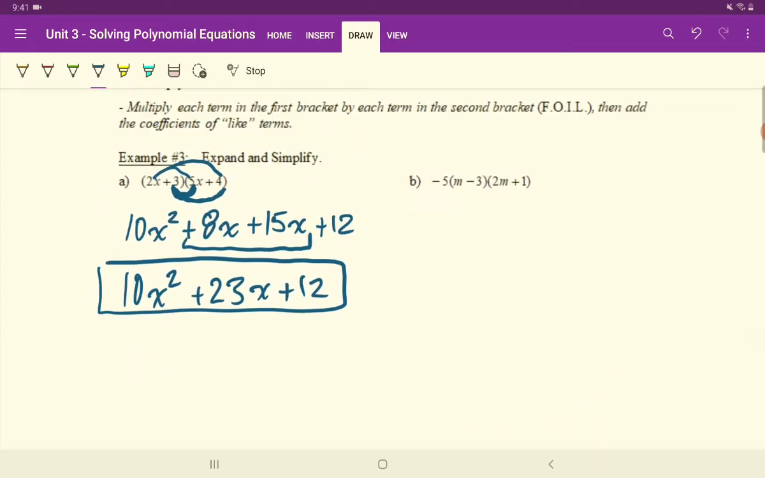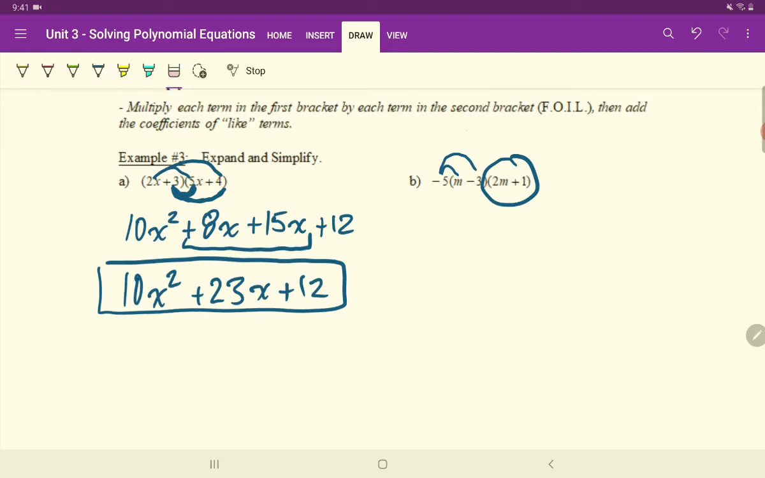Okay, next. Here we are multiplying binomial times a binomial, and then we have a coefficient out in front. So there's a couple ways we can handle this. We can just do this here and multiply negative 5 times m and then negative 5 times negative 3, but then make sure that we keep a set of brackets because we still have to multiply it by this factor or this set of brackets here.